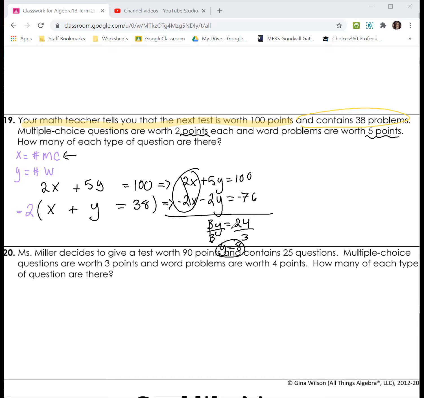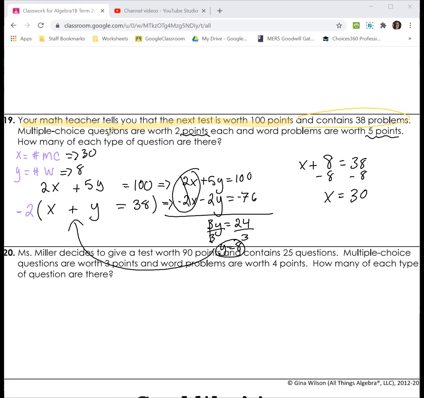So that means that there are going to be how many word problems? There's going to be 8 word problems. Okay, there's going to be 8 word problems. And then to find x, all you'll have to do is plug it into one of those original equations. I'm going to plug it into the top one. X plus 8 equals 38. If I subtract 8 from both sides, I get x equals 30.